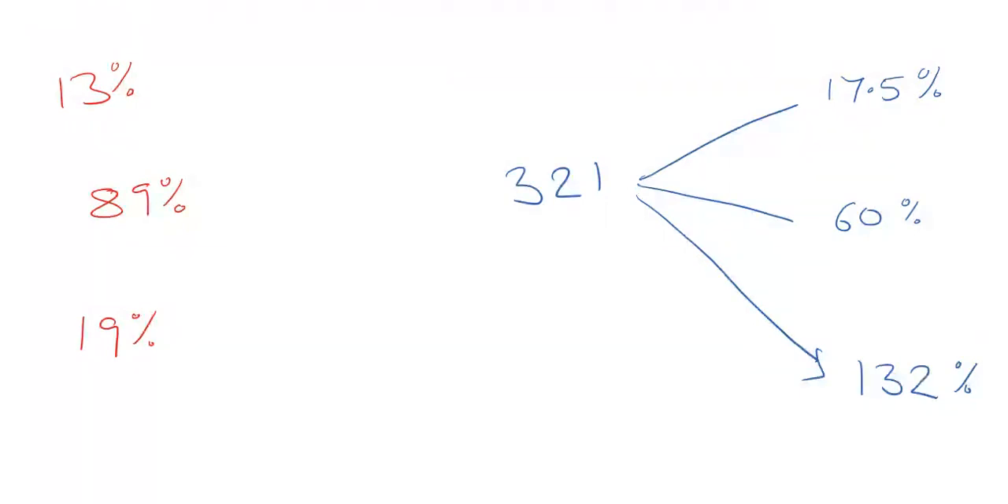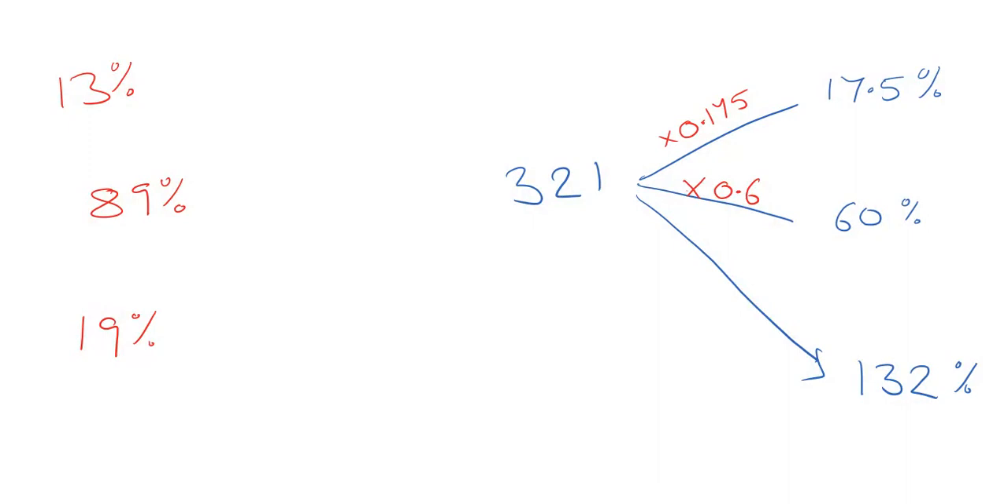Well, if I want to find 17.5% of something, I need to times my original number by 0.175. Of course, 17% would have a multiplier of 0.17, and 18% would be 0.18. So 17.5 must be in the middle of those. So it has to be 0.175. If I want to find 60%, well, it's just going to be 0.6. Now, I could write the 0, but there's no need to, because, of course, 0.6 and 0.60 are the same.